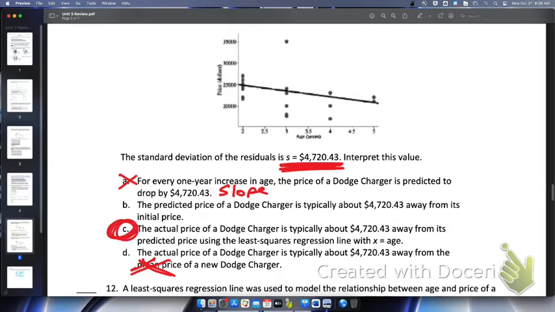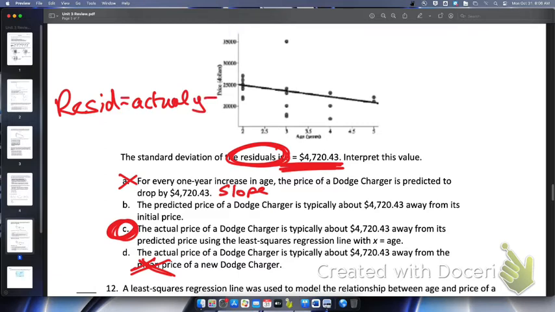So the standard deviation of the residuals. Remind me again, how do you calculate a residual? It is an actual Y value minus a predicted Y value. So the standard deviation of the residuals tells you the typical difference in those values, the actual and the predicted. Got it? Cool.